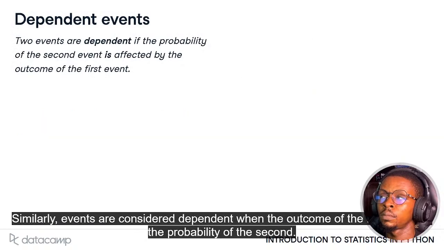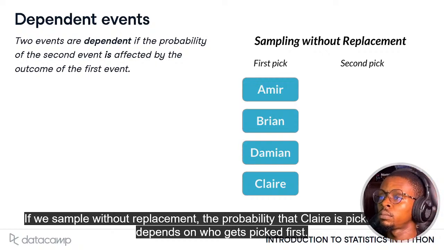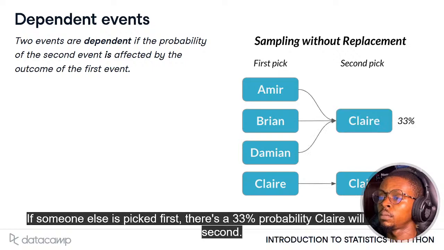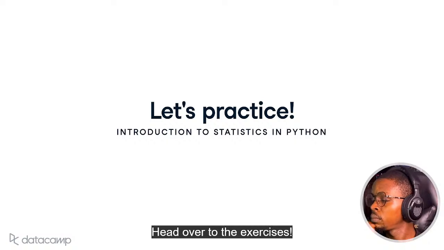Similarly, events are considered dependent when the outcome of the first changes the probability of the second. If we sample without replacement, the probability that Claire is picked second depends on who gets picked first. If Claire is picked first, there's 0% probability that Claire will be picked second. If someone else is picked first, there's a 33% probability Claire will be picked second. In general, when sampling without replacement, each pick is dependent. Head over to the exercises.